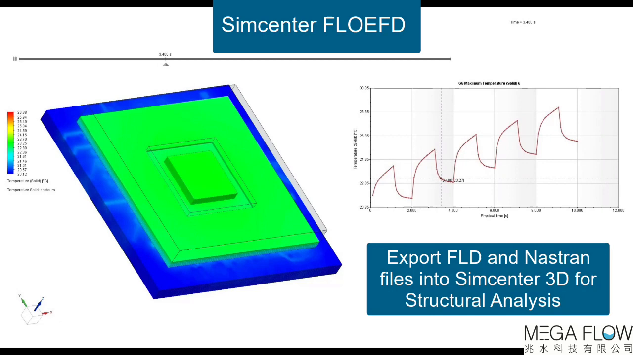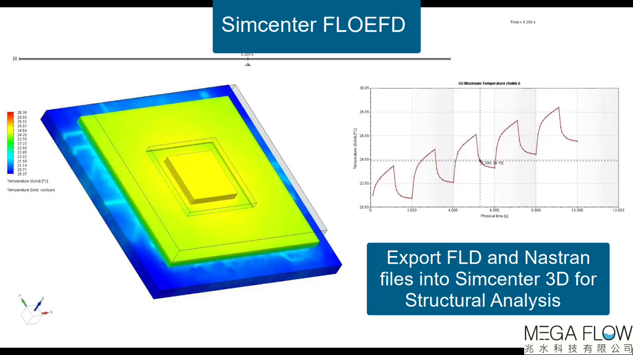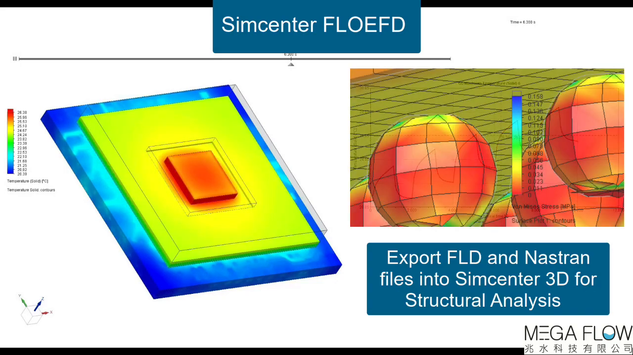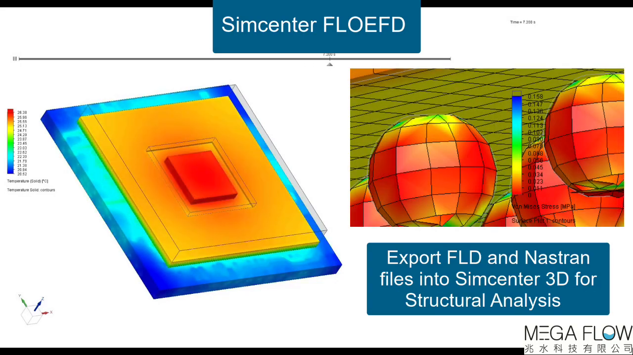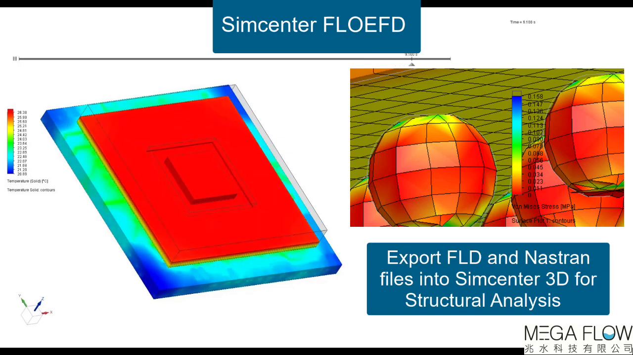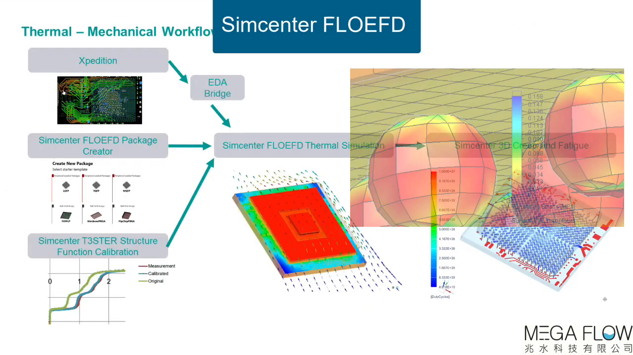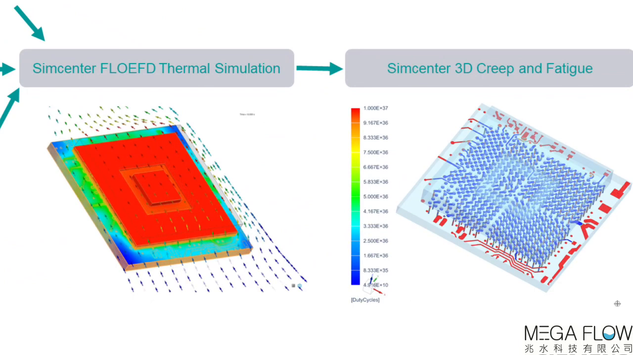Once that is done, all the necessary information for structural analysis is transferred from FloEFD to Simcenter 3D. One powerful feature in FloEFD is the capability to create an automated hex-dominant structural mesh that only takes a few minutes and can be used in Simcenter 3D. Bringing in those files to Simcenter 3D allows us to solve for creep and fatigue simulations.